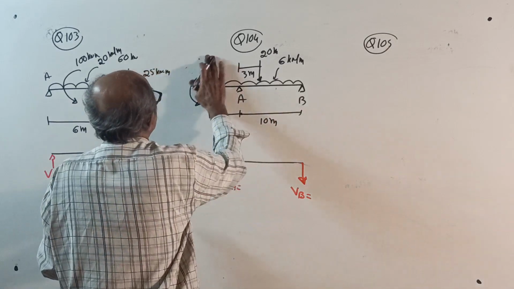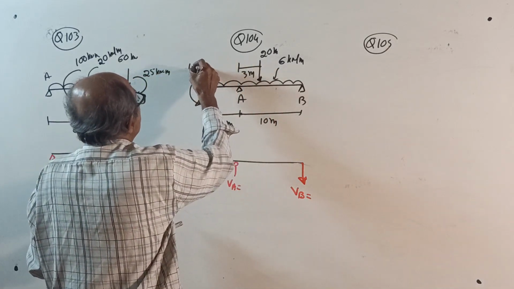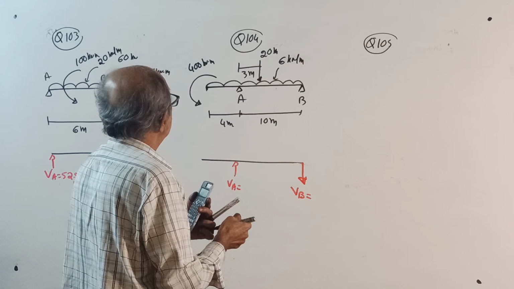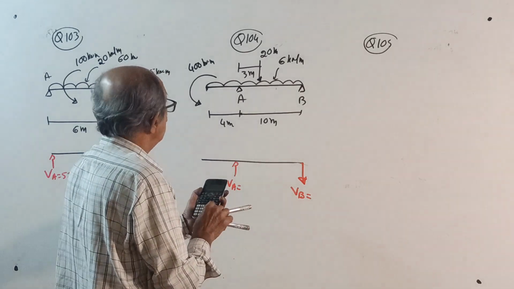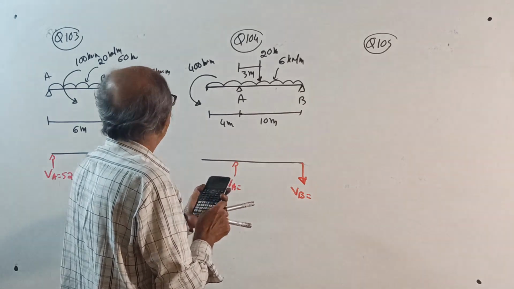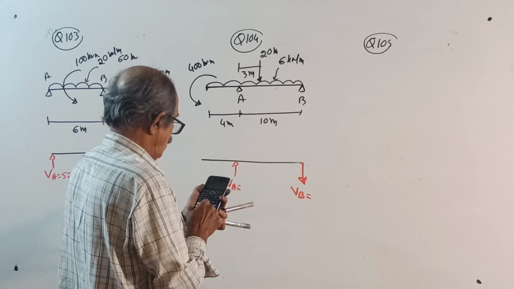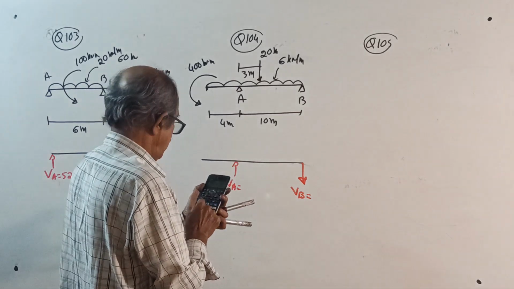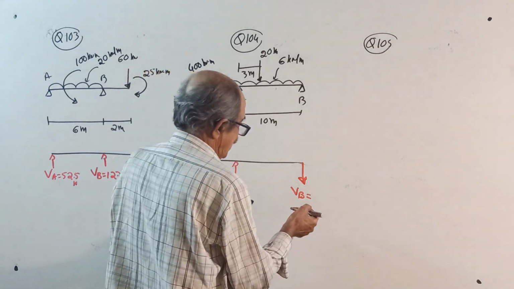Okay, I will do one thing. Instead of 250, 400 kilonewton meter. Okay, now it will tally. I want negative for some reason. 6 into 10 into 5 plus 20 into 3 minus 6 into 4 into 2 minus 400. Yes, now coming negative. Divided by 10. 8.8 kilonewton.